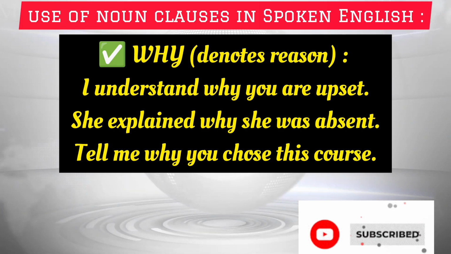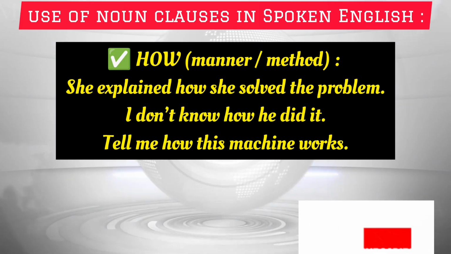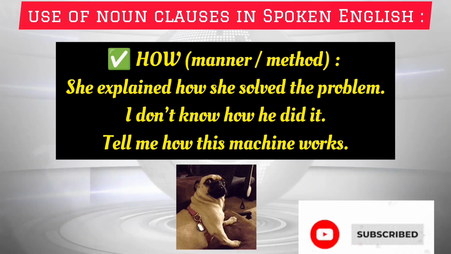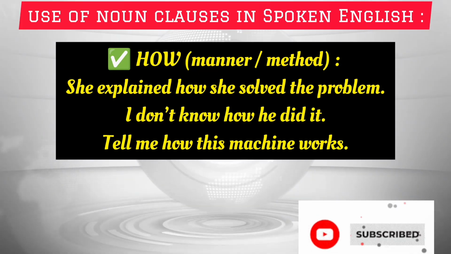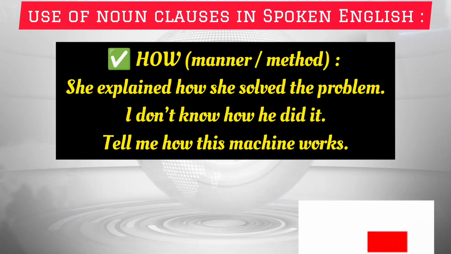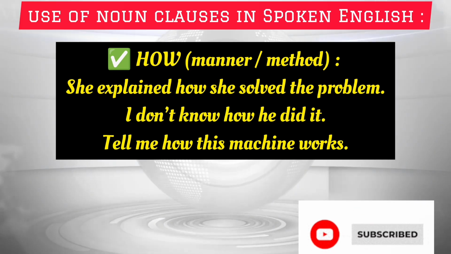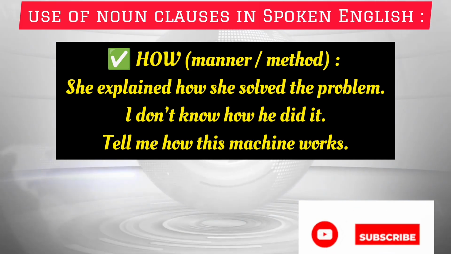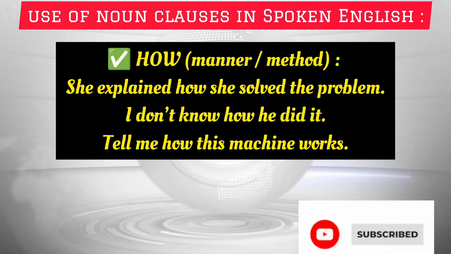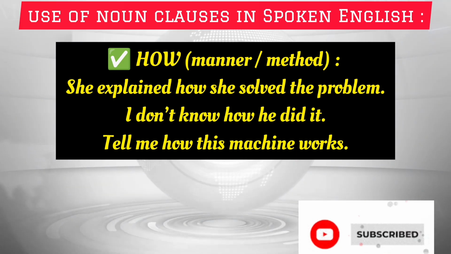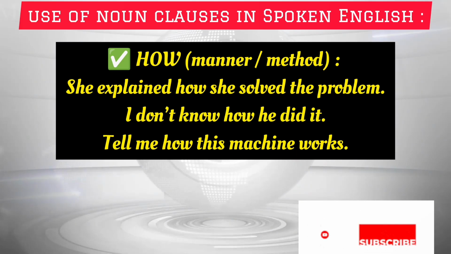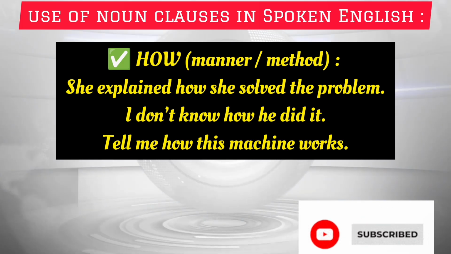Up next, we will see the fourth one, that is how. So how is also used in the noun clause and it is used to denote manner or method. As you see the example, she explained how she solved the problem. How she solved the problem is the noun clause, means the method she used to solve the problem. Okay, the manner. So up next we see the second example.